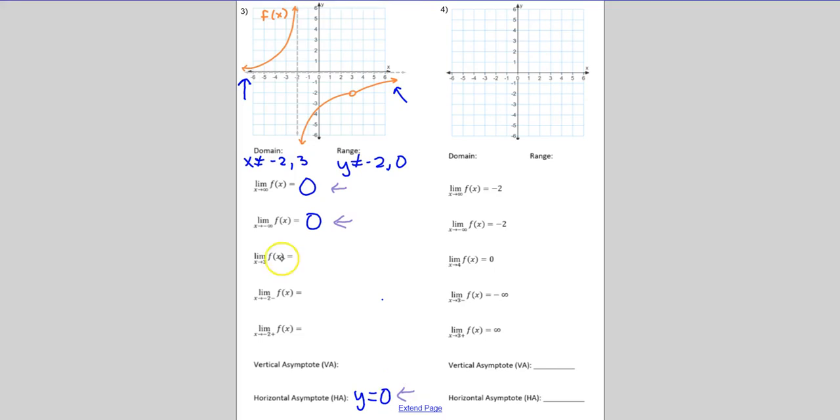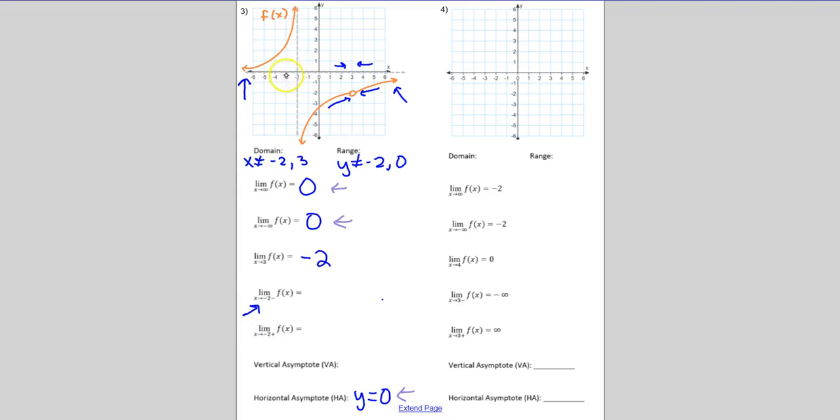The next one says the limit of f of x as x approaches 3. Well, let's see. When x approaches 3, what are the y values doing? They're getting closer to a height of -2 from the right and the left. There's a hole in the graph, so they don't actually reach -2, but that's okay. The point is they're getting closer to a height of -2 as you get close to that x value of 3. The next one says, as x approaches -2 from the left, what are the y values doing?